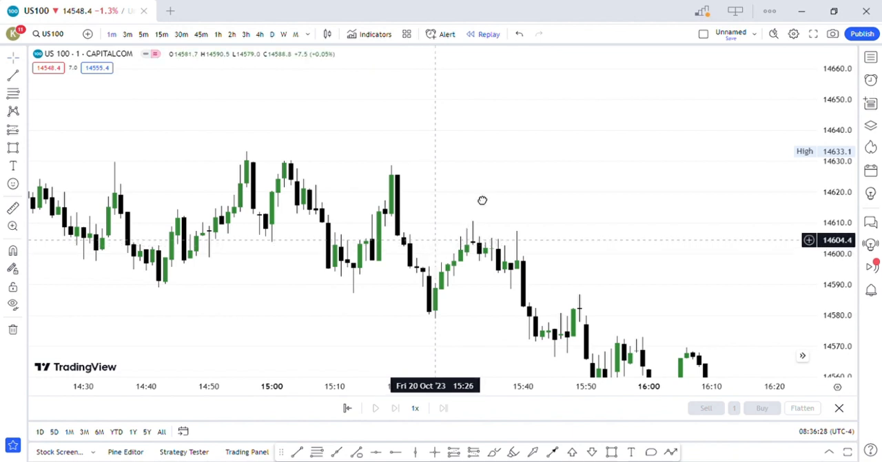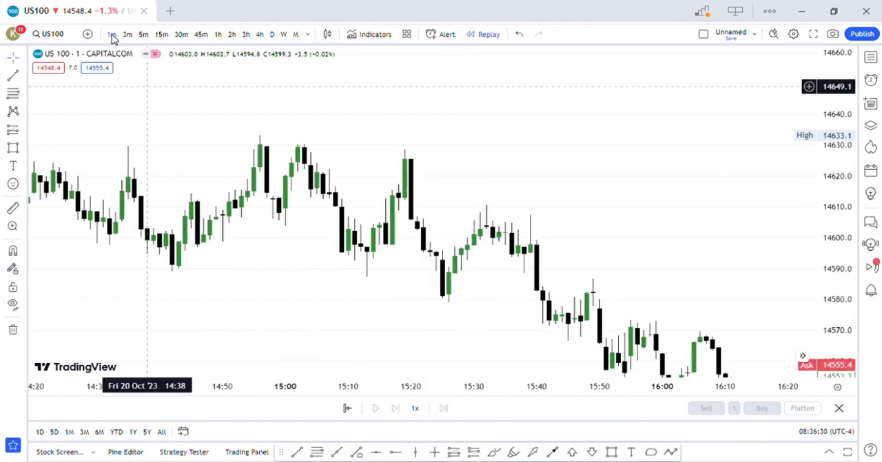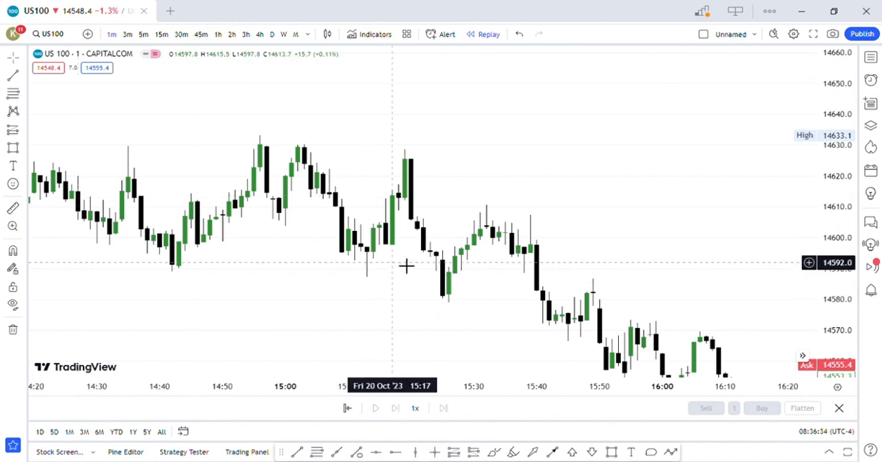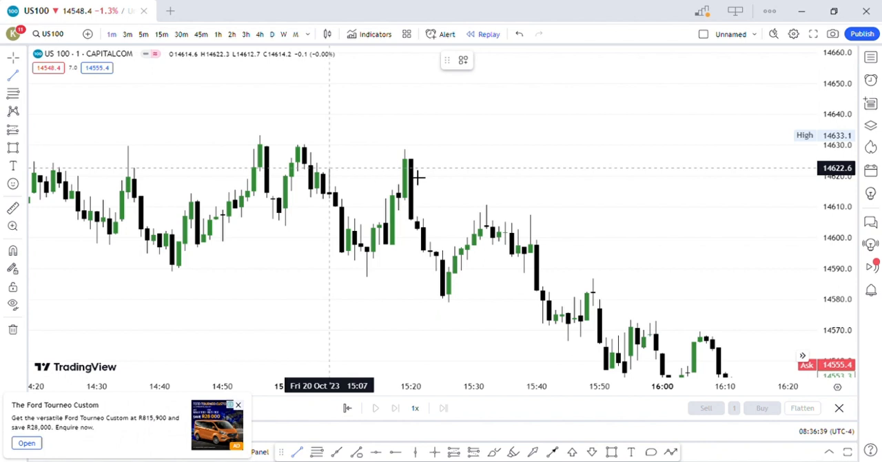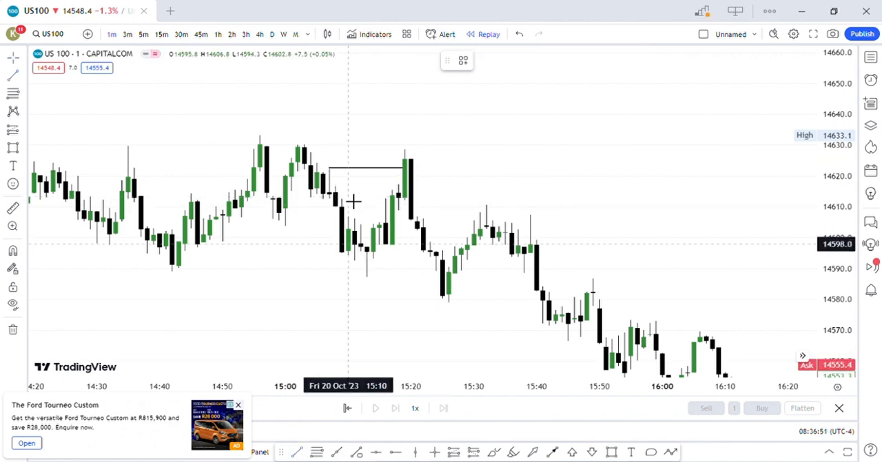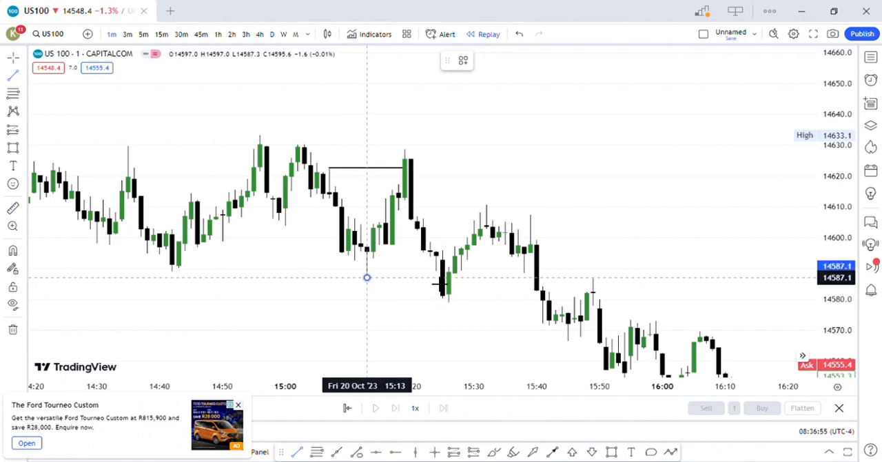For our fourth and final example, we're on the 1 minute, still on Nasdaq 100. So we have this high. I would have loved to see this high being taken, but this one still suffices. Also, it's a high because the candle to the left of it is lower, and the candle to the right of it is lower. So it's still a valid high. Then we have this low here.